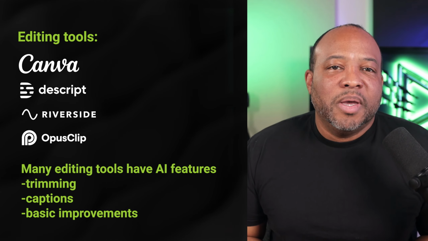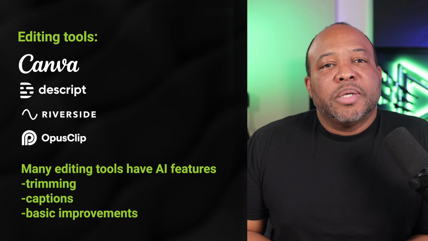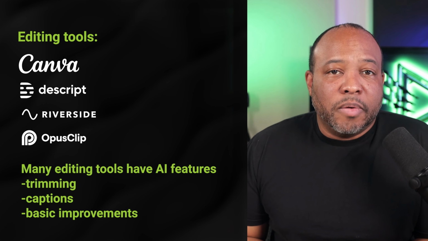When it's time to edit, there are countless numbers of video editing tools you can use. To name a few, you have Canva, Descript, Riverside FM, Opus Clips, and countless others. Many of them now include AI features to help with trimming, captions, and basic improvements. We've provided a list of recommended tools elsewhere in this course so you can pick one that fits your budget and comfort level. If you're a member of the community, we'll discuss new tools as they evolve.